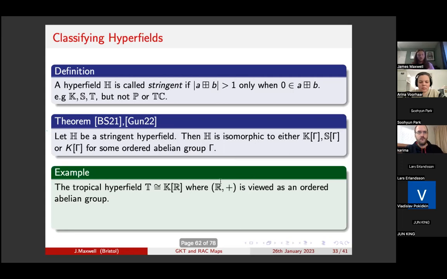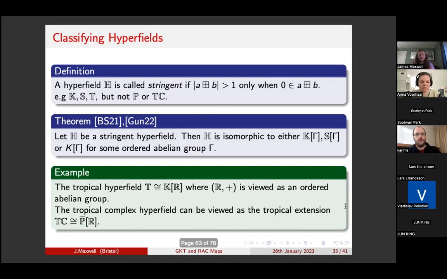So again, an example here, the tropical hyperfield is isomorphic to K adjoin R, where R is viewed as an abelian group. And the tropical complex hyperfield is isomorphic to the phase hyperfield adjoin R. I've put a bar on here because technically, to be precise, you'd need closed arcs when you're taking the addition over the phase hyperfield rather than open arcs, but this is dependent on what part of the literature you're looking at.